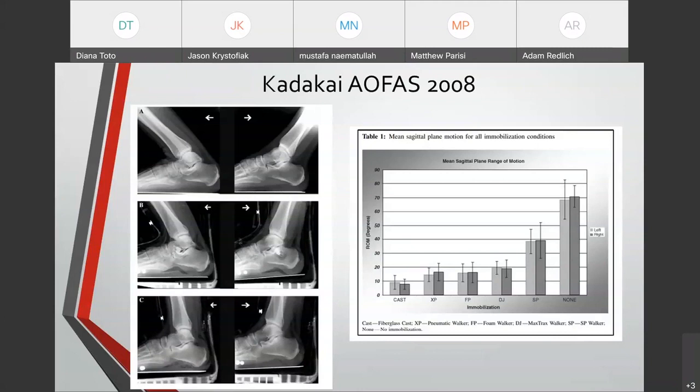So going to non-weight bearing, there are different ways. Some people use posterior splints, casting, or boots. This study done by Kadaki in 2008 looked at the mobility of the ankle in 5 different immobilization devices. They found that with a fiberglass cast, you get 8.4 degrees, while in a pneumatic walker, you get 15.4 degrees of motion, and in a DonJoy Max walker, you get 19.1 degrees. This is important just to see how well we could stabilize our athletes during that initial time period.